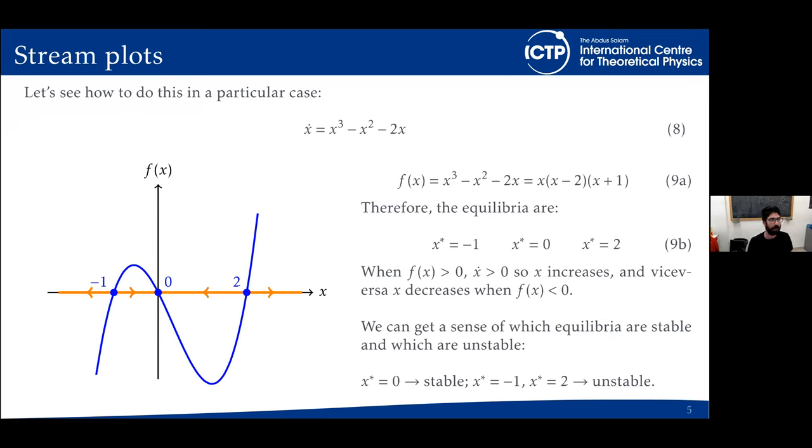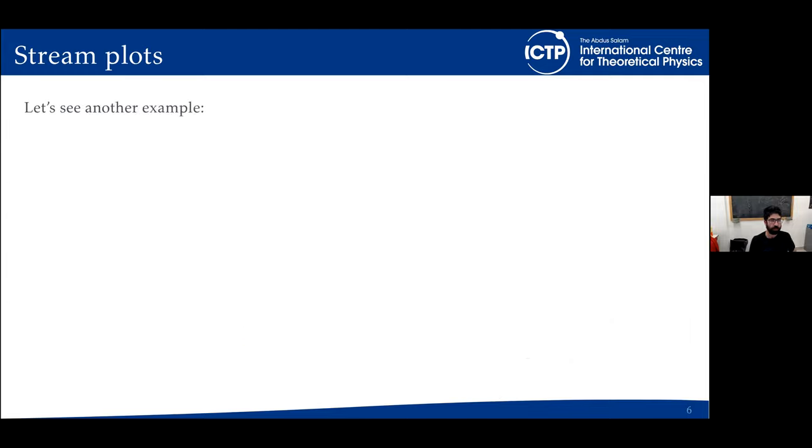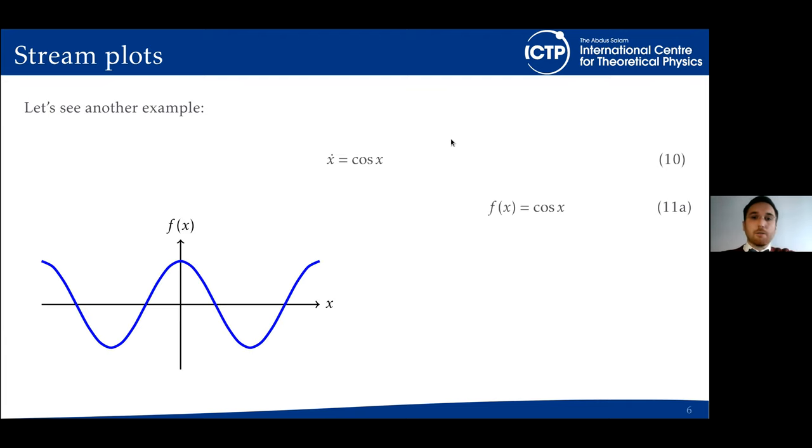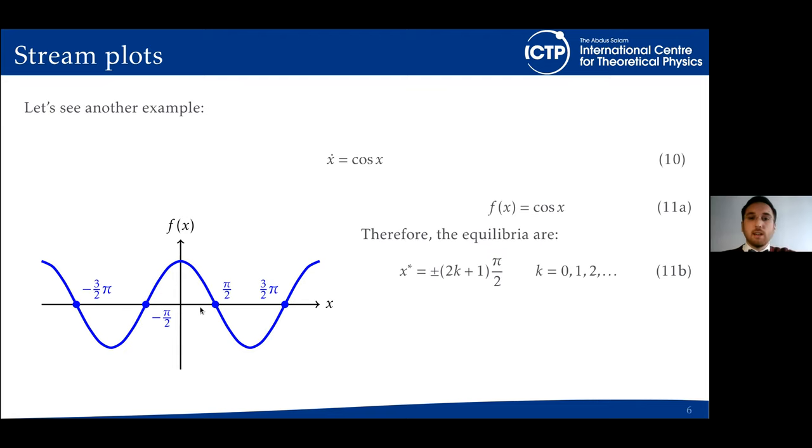Okay? So let's see basically the same thing applied to a different case. Let's consider this equation, x dot equals cosine of x. In this case, we know that our function looks like this. So we will have an equilibrium at every positive and negative odd multiple of pi halves, because these are the zeros of the cosine function.